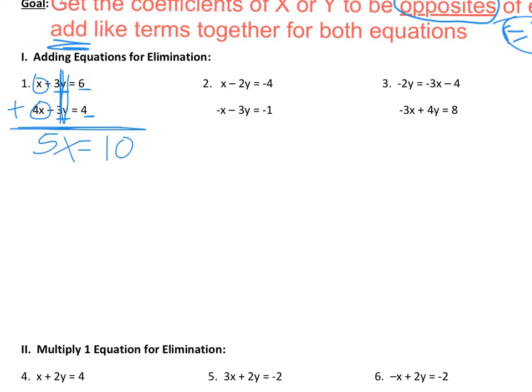This is why I like this method so much. If you look at that, after you eliminate it, you have a one-step equation. It's a lot less work than substitution. So here you would divide by 5. And 10 divided by 5 is 2.